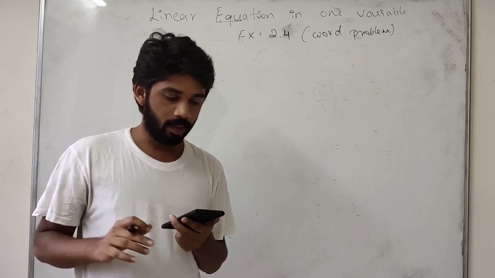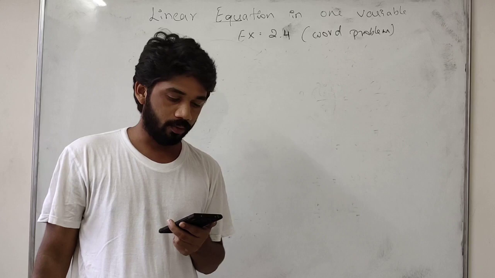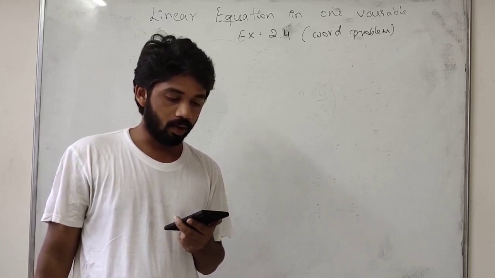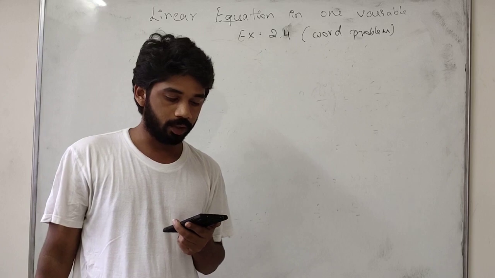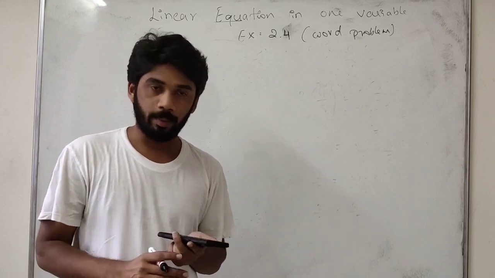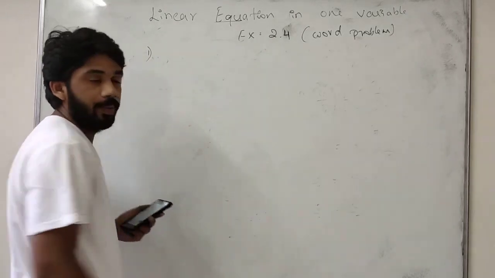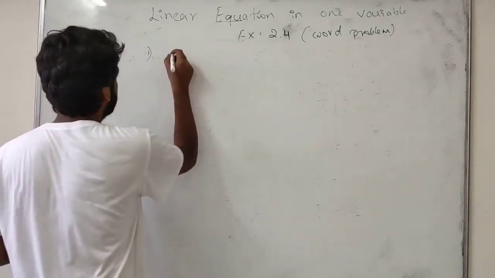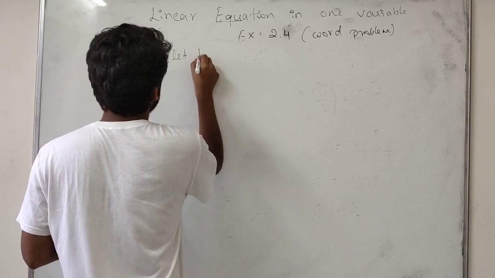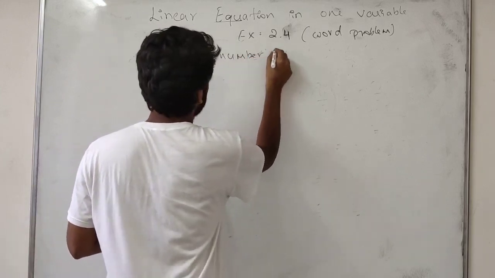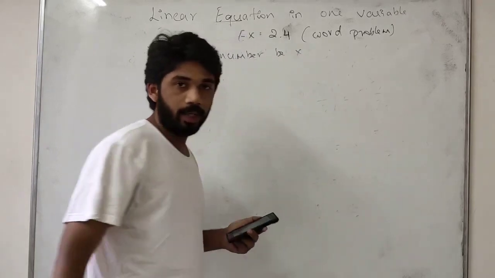Amina thinks of a number and subtracted 5 by 2 from it. She multiplied the result by 8. The result now obtained is 3 times the same number she thought of. What is the number? Amina thinks of a number. So let the number be x.